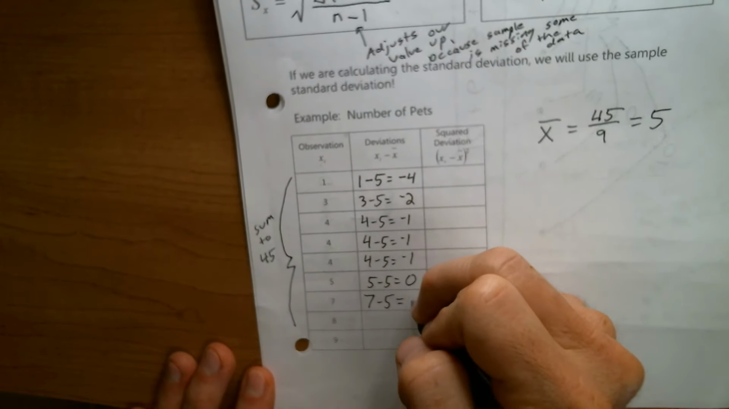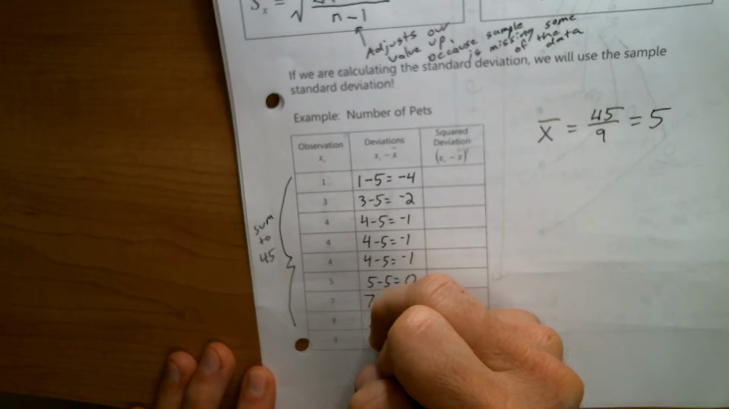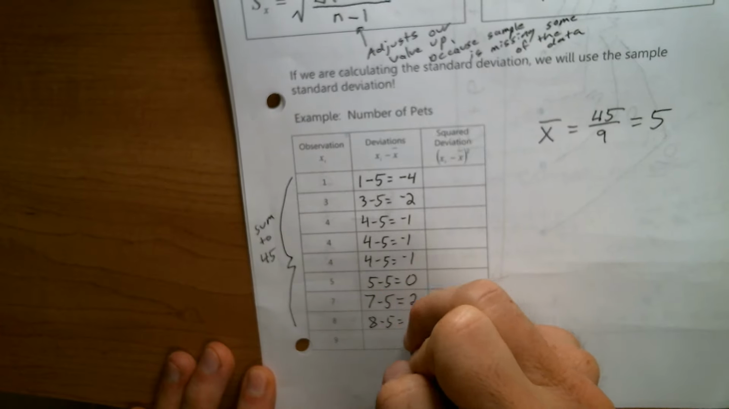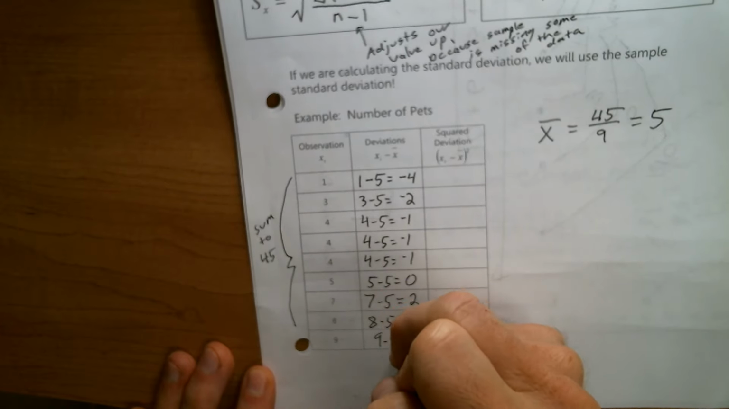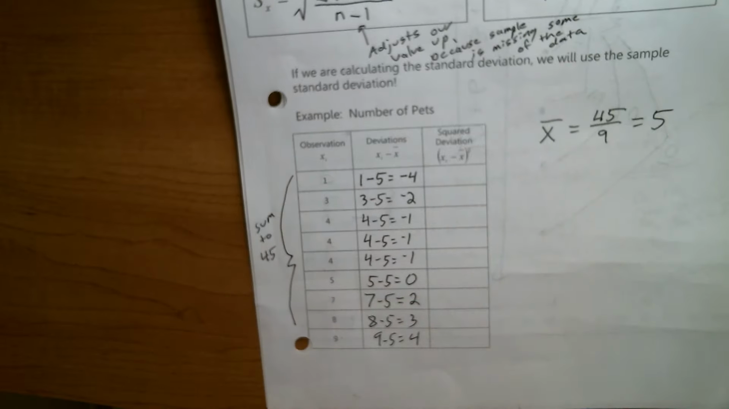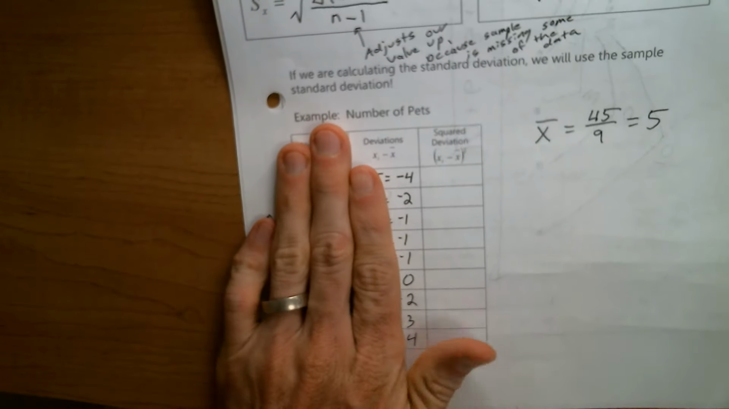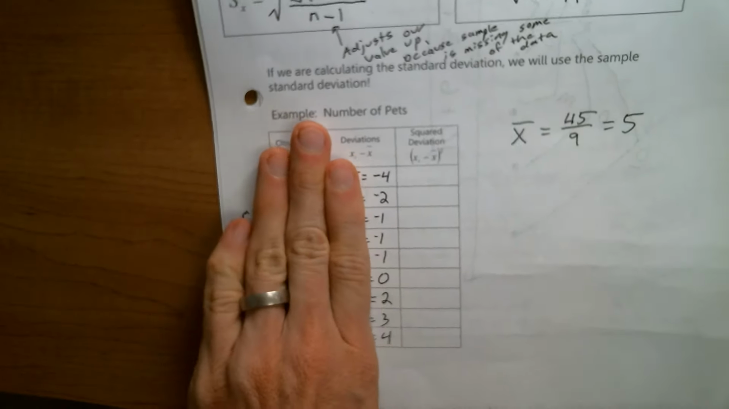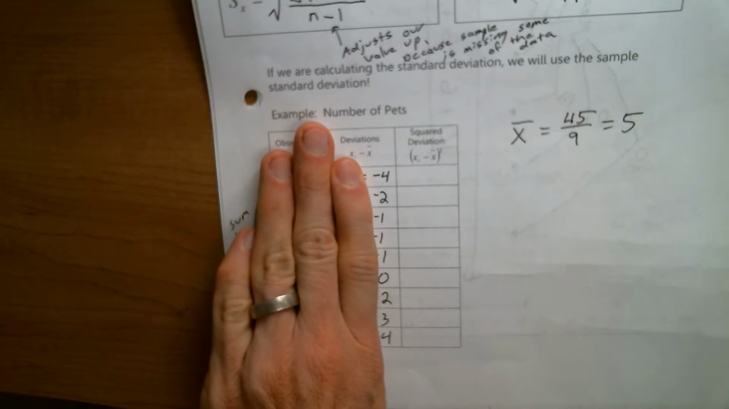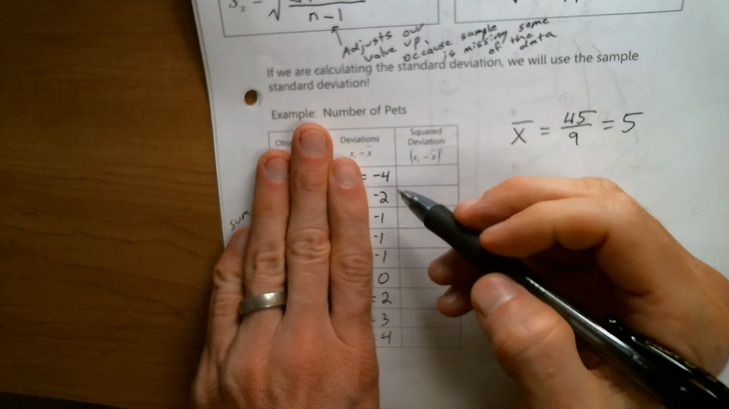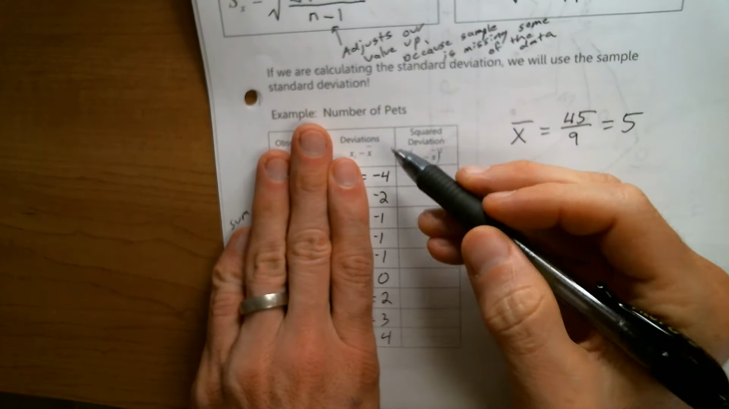7 minus 5 is positive 2. 8 minus 5 is positive 3. And 9 minus 5 is positive 4. All right? So these numbers right here are our deviations. They are how far each observation falls from the mean. All right? Now, if we were to average these numbers together, watch what happens.